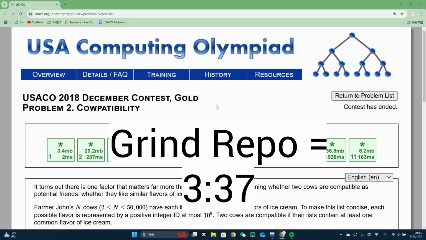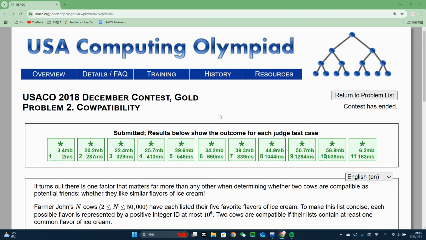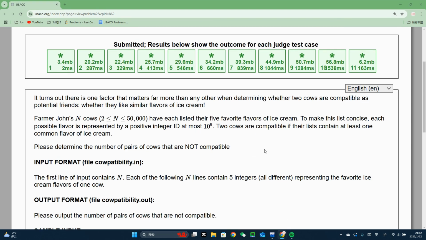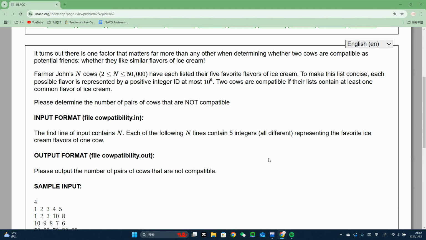The problem that we're looking at today is USACO 2018 December contest Gold, problem 2, Cowpatibility. So you can pause the video first and look at the problem yourself. The problem statement is really simple.